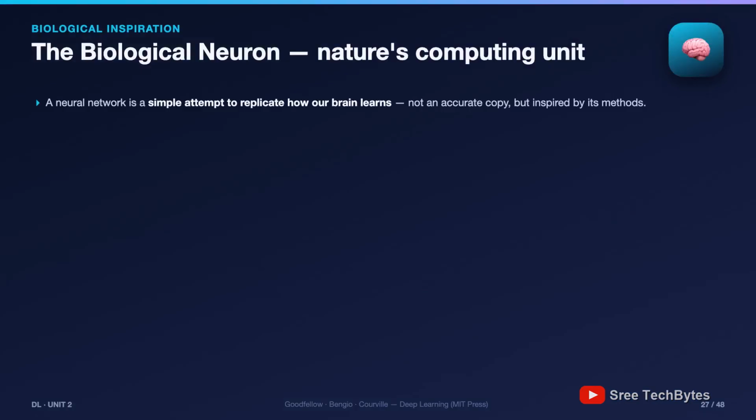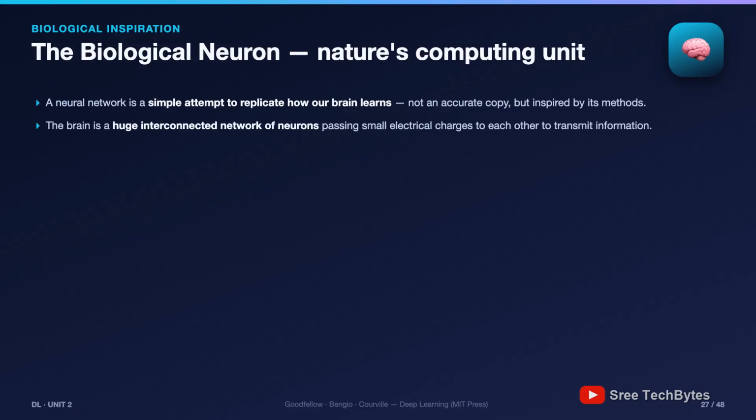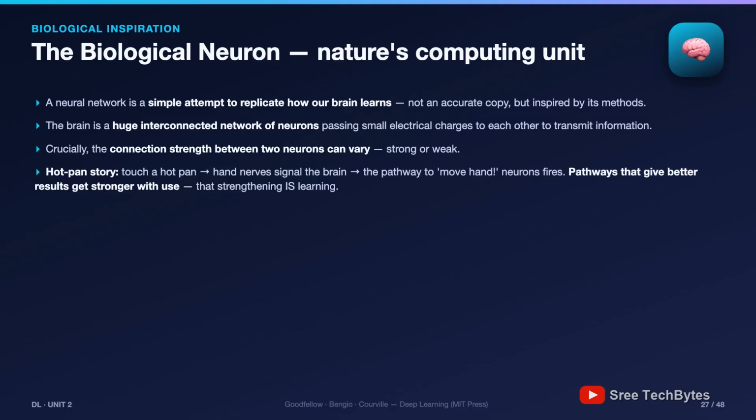Your brain is a huge interconnected network of neurons, cells passing small electrical charges to each other. And here's the crucial property: the connection between two neurons can be strong or weak. That strength changes with experience. The hot pan story. You touch a hot pan. Nerves in your hand fire signals to the brain, and the pathway leading to the "move your hand now" neurons lights up. Because that response works, that pathway gets stronger. Pathways that produce good outcomes strengthen with use.